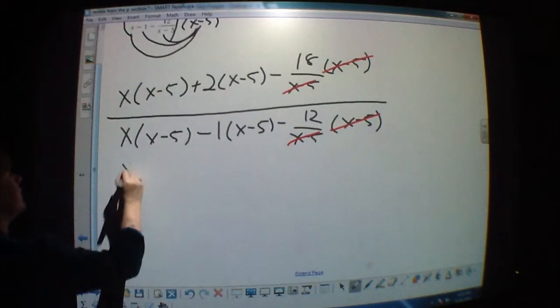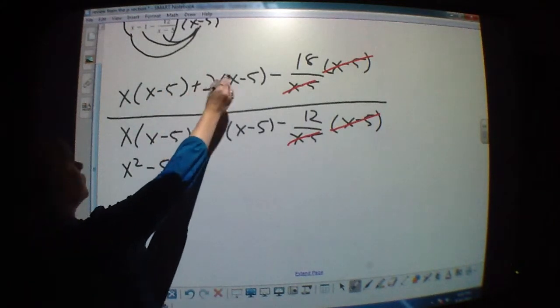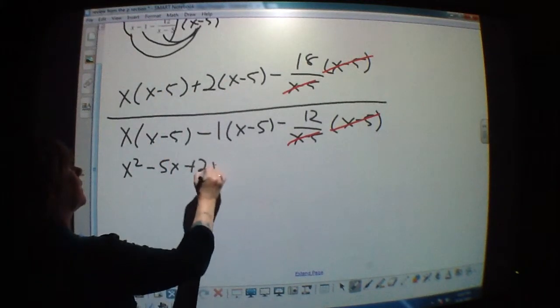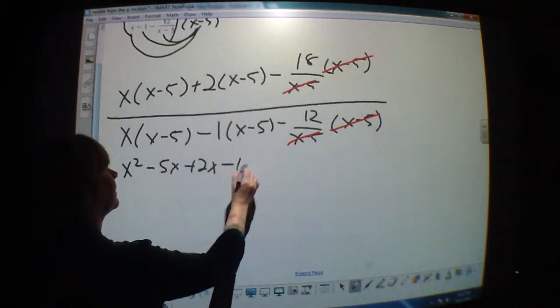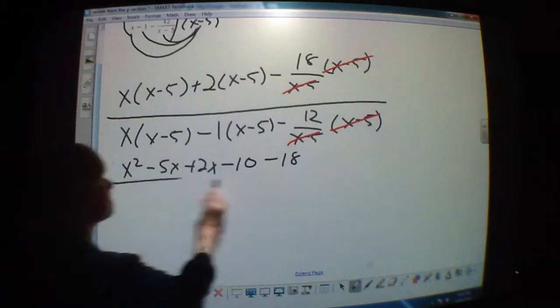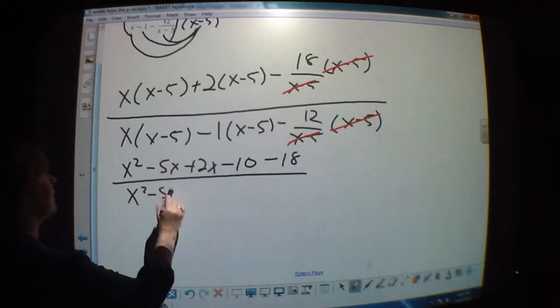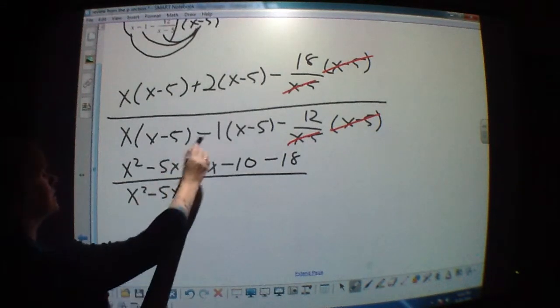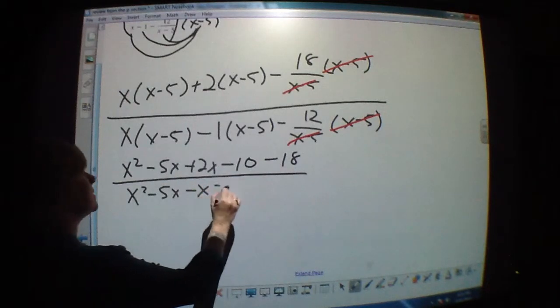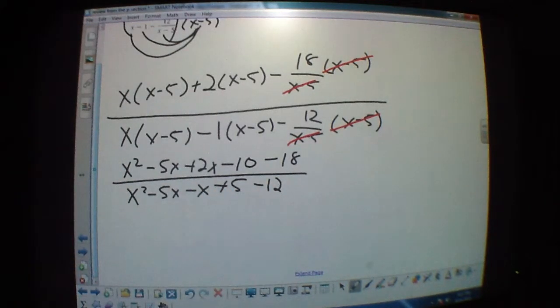x times x is x squared. x times a minus 5 is minus 5x. 2 times x is 2x. 2 times a minus 5 is negative 10. Minus 18. Numerator. Now let's do the denominator. x squared minus 5x minus x plus 5 minus 12.